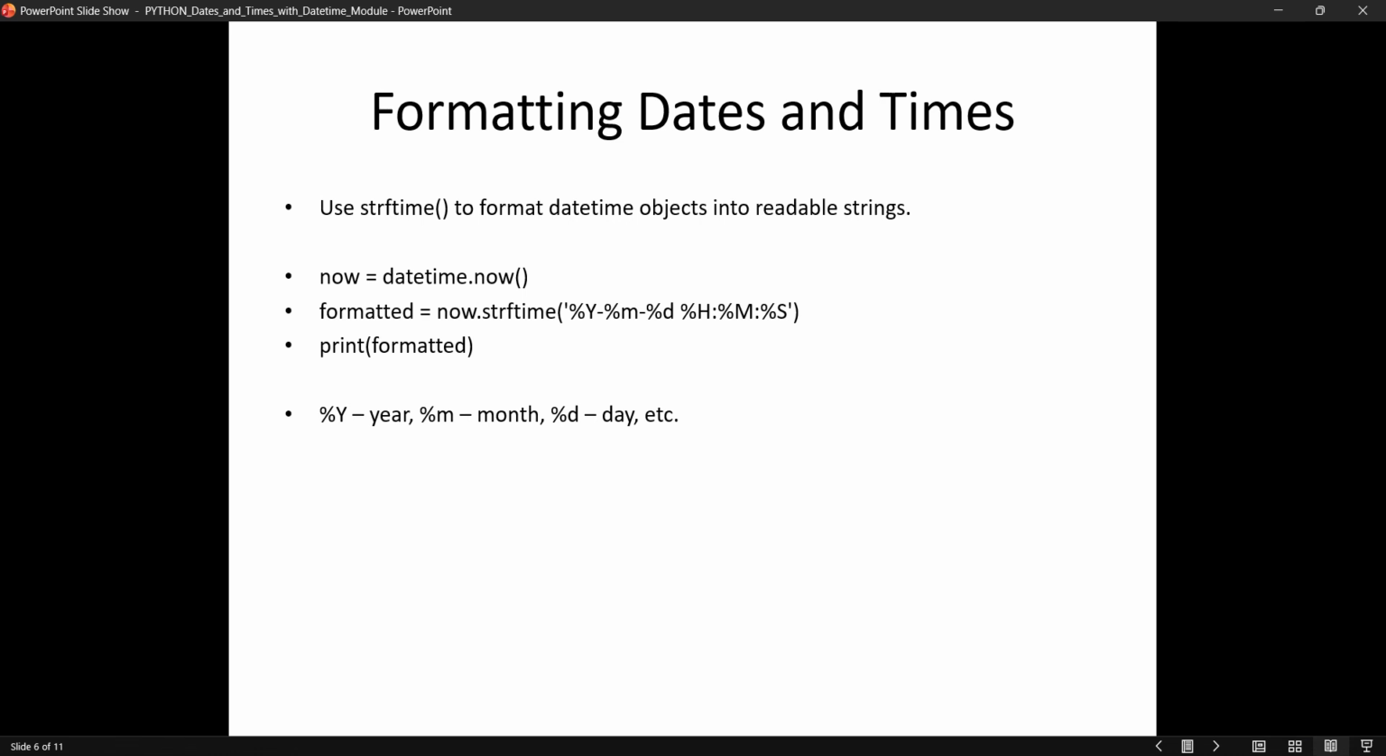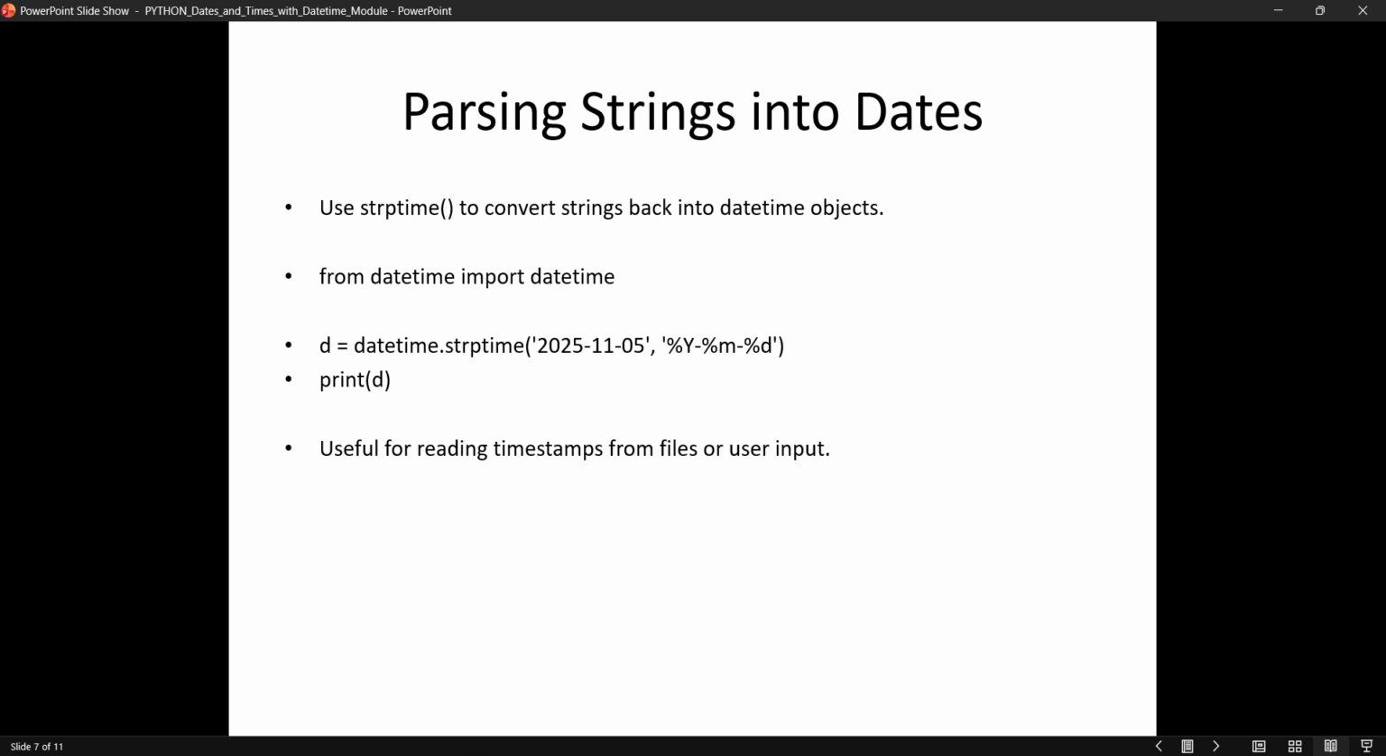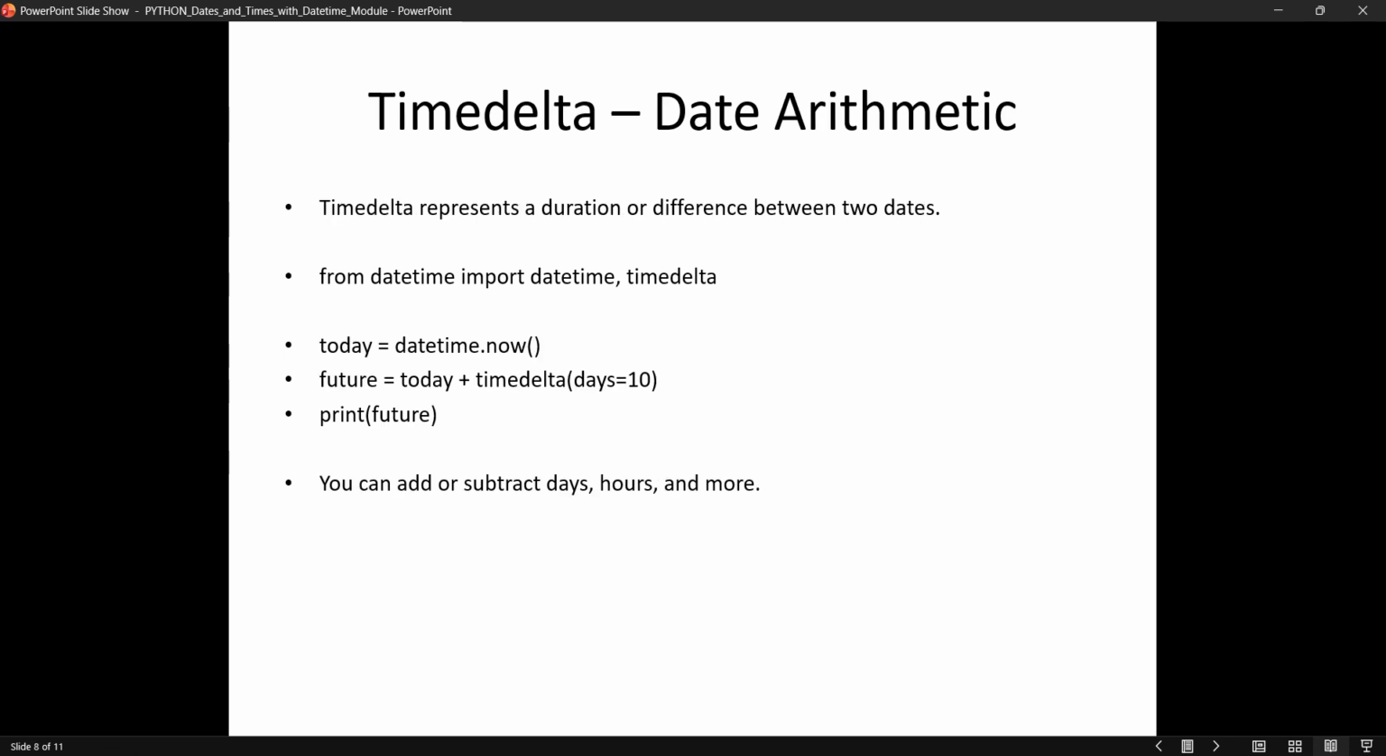Formatting dates and time. When you want to display dates nicely, use strftime to format them as readable strings. Parsing strings into dates. To convert a string into a datetime object, use strptime. It's super useful when you are reading timestamps from text files, user input, or logs.